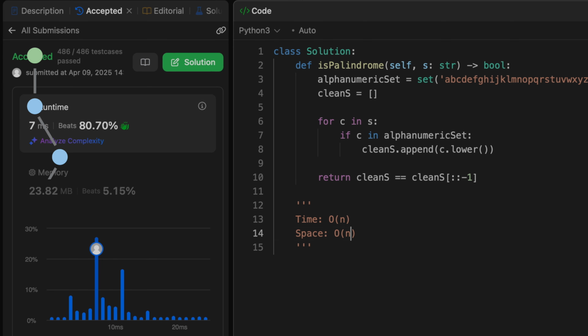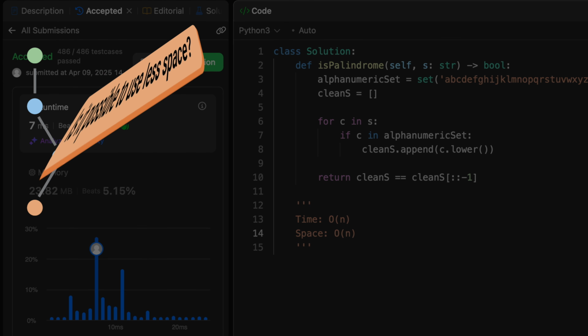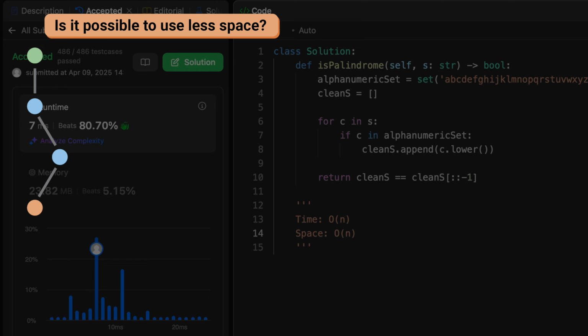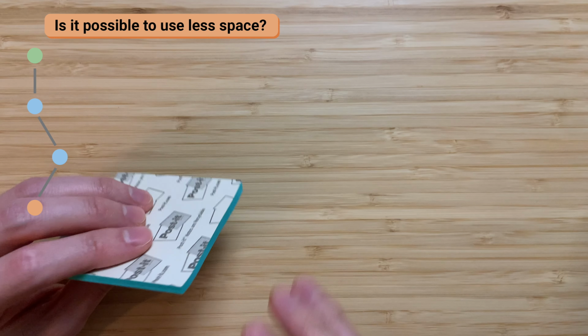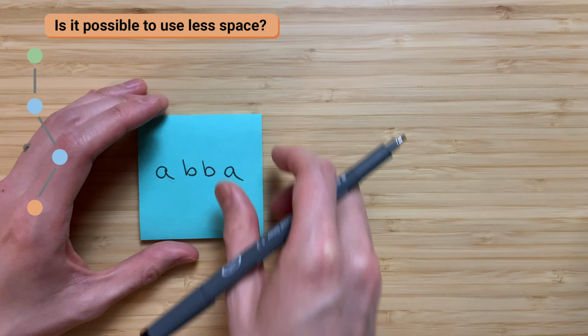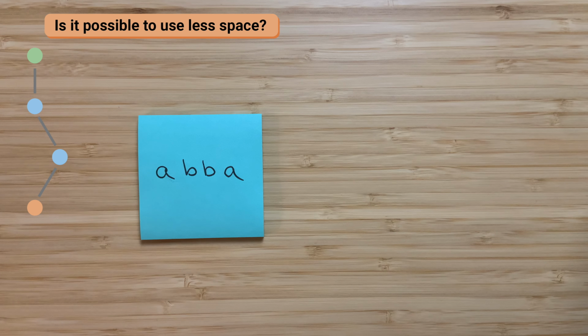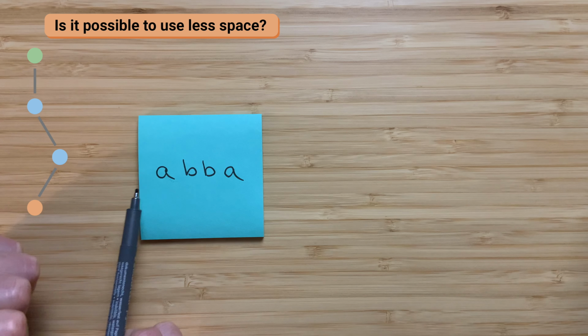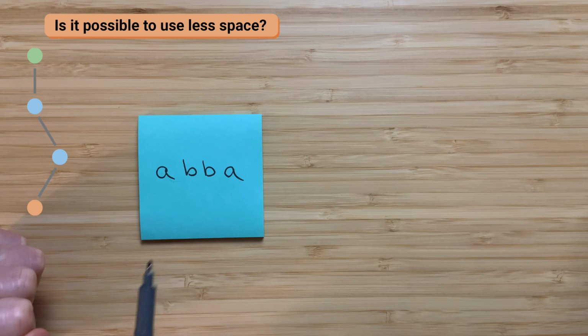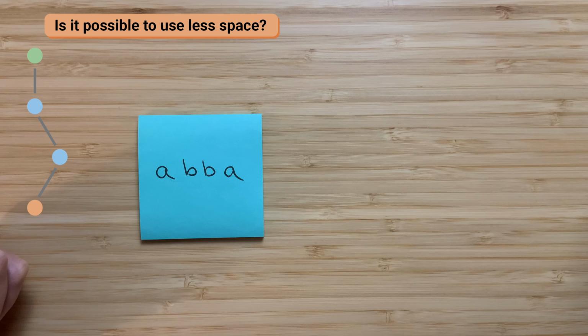So we've maxed out what we can do for time, but is it possible to use less space? Let's go back to our examples and see if we can notice anything we missed before. So I have ABBA, and what stands out to me is that the first and the last are the same, the second and the second to last are the same, and so on if we had more characters. And a picture is starting to emerge.